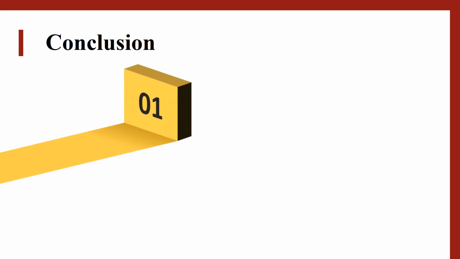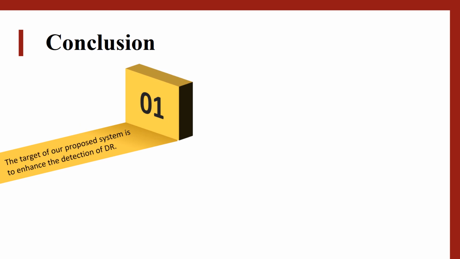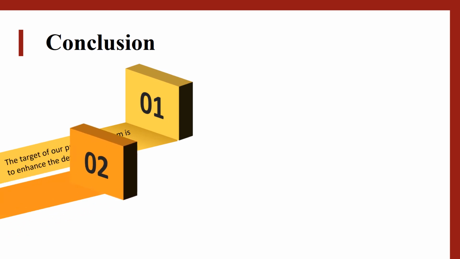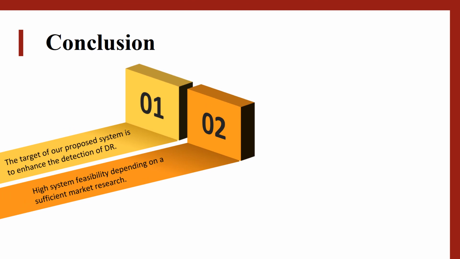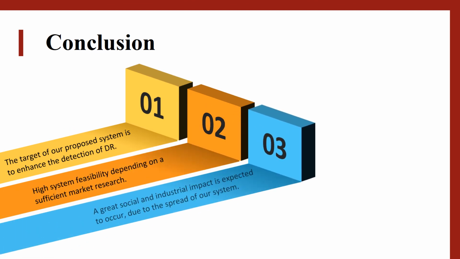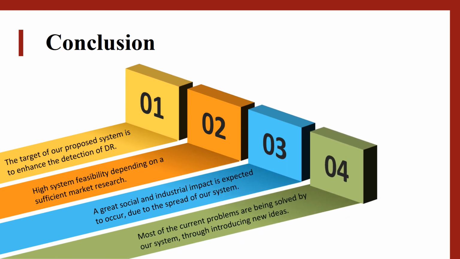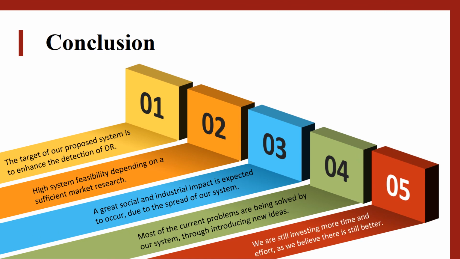So in conclusion, the main goal of the proposed system is to thoroughly enhance the detection of diabetic retinopathy. The applicability of the system is based on market research, the system impacts the social and industrial aspects of life, innovative features are also used to solve critical problems and issues, and finally, we are still investing more time and effort as we believe there is still better, which leads us to planning the system's future work.